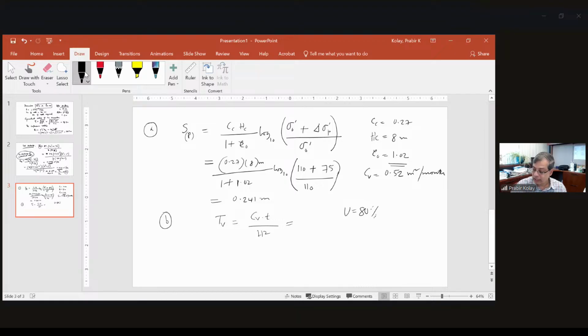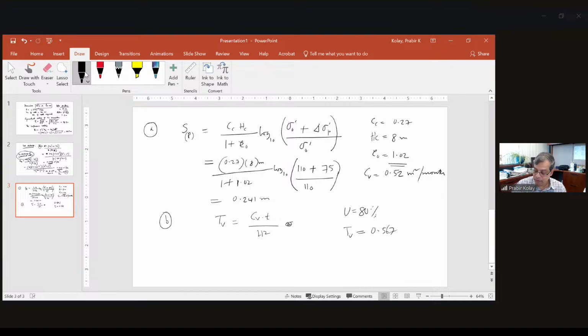So when the degree of consolidation is 80%, there is a relation between this Tv and Uv, and standard charts or tables are available. So you can find out from there, or use the equation. When Uv is less than 60%, then Tv is equal to pi by 4 times Uv by 100 whole squared. Another equation is used to find the time factor if it is more than 60%. So you can use the standard table also. For 80%, from the table, Tv or time factor is 0.567.